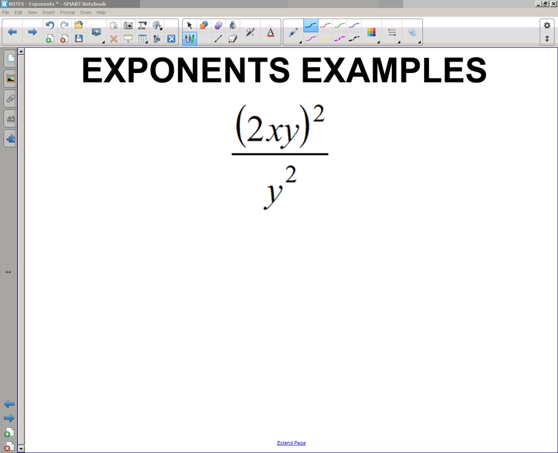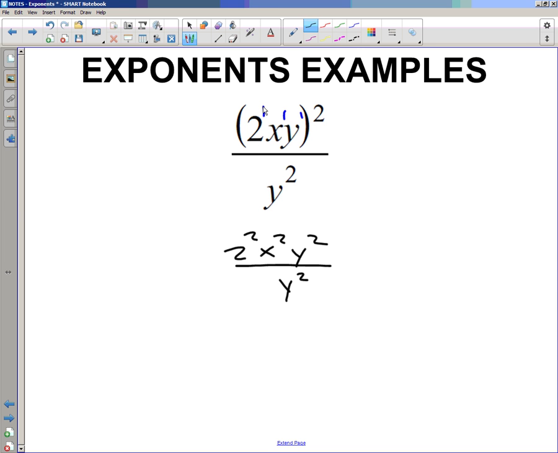Okay, our next example here, we've got fractions to begin with. We've got parentheses. I think I'll probably start this one by dealing with the parentheses and see where we can go from there. So inside of this parentheses, I've got a 2 to the first, x to the first, and a y to the first. And those exponents are all going to need to be multiplied by the exponent on the outside. So we're going to end up with 2 to the second, x to the second, and y to the second on the top of this fraction. We've also got a y to the second down here.